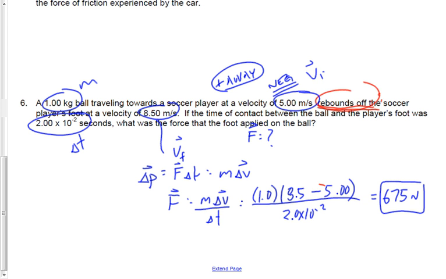Why positive? Well, mathematically it worked out that way, but we defined away from us as positive, and of course the force should be away from us if you're going to change the direction of that ball. If you defined towards us as positive, what would you have gotten for an answer? Negative 675. Both would be correct. You just have to recognize what the positive or the negative, whichever one you get, means.